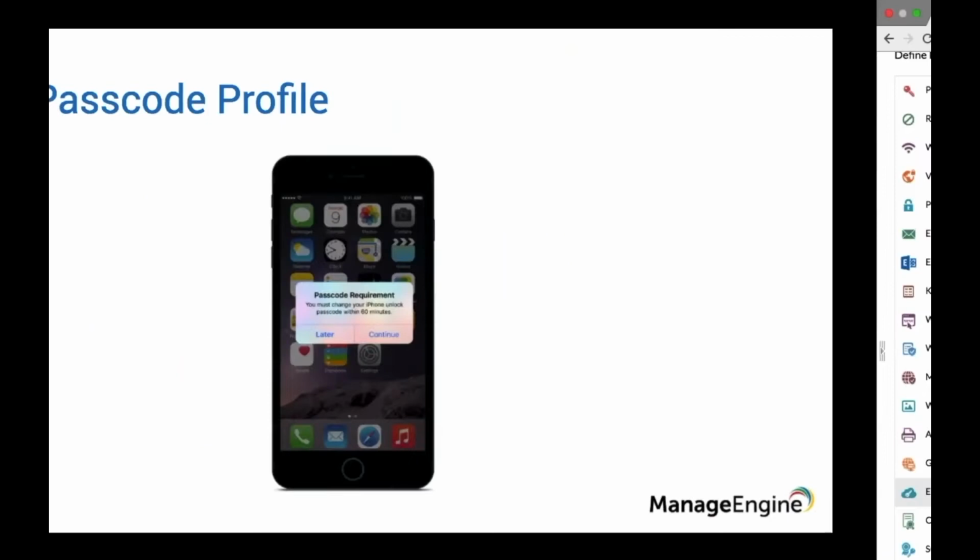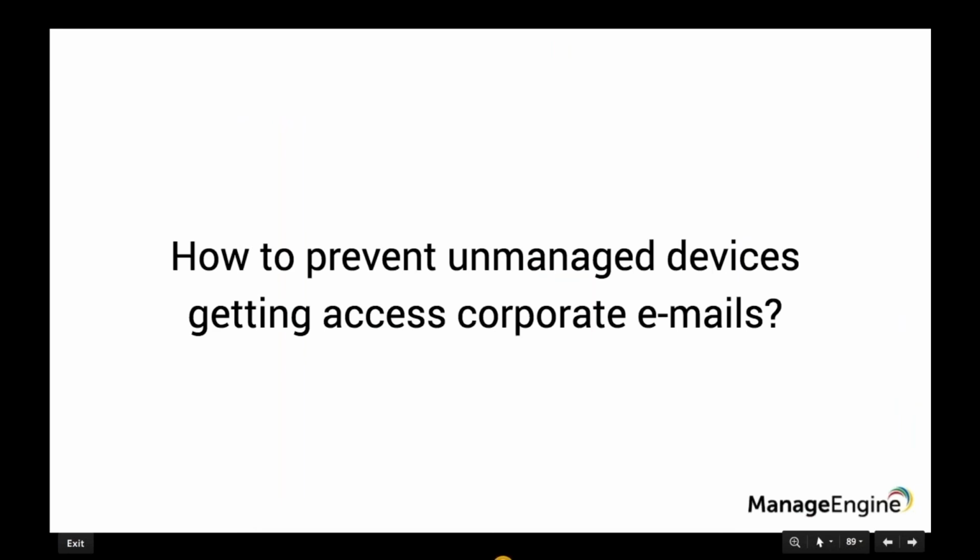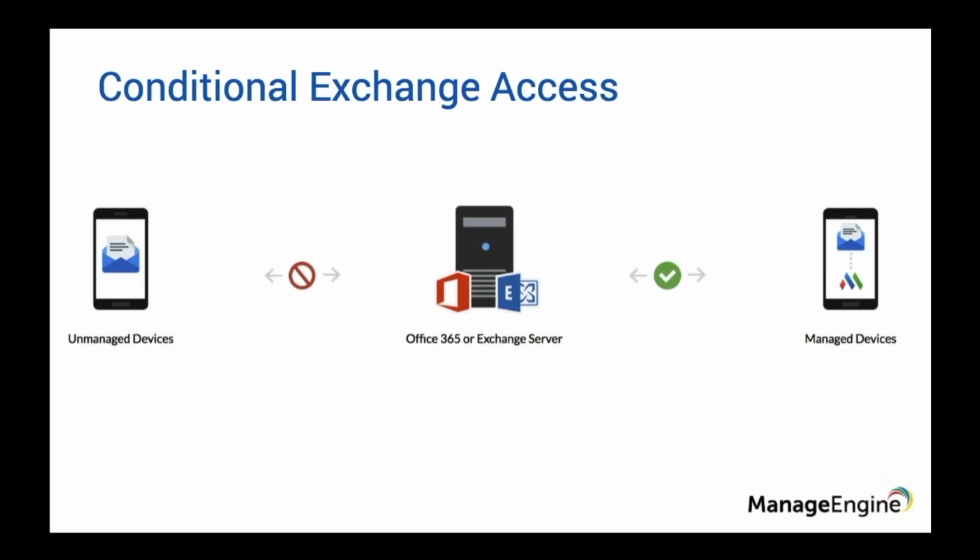Now let me show you a very interesting feature in MDM. Having configured the email policy for devices, how do I prevent unmanaged devices from accessing corporate emails? You can configure all the security options for the devices that have been enrolled with MDM. But what happens in case the user is using a different device to access the corporate email? You cannot obviously control the devices that have not been enrolled with MDM. However, you can secure the other end, which is securing the access to corporate emails.